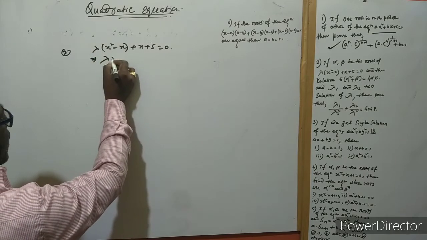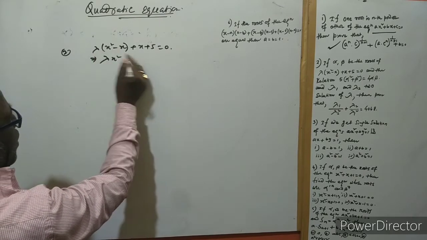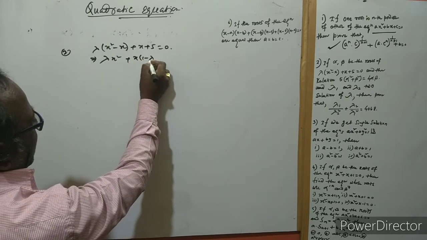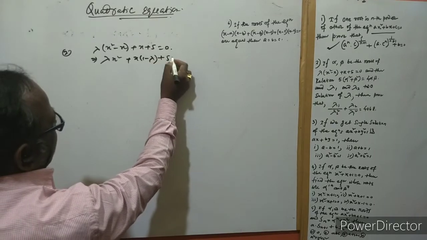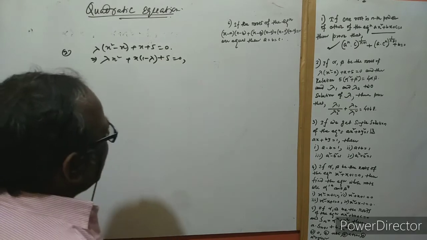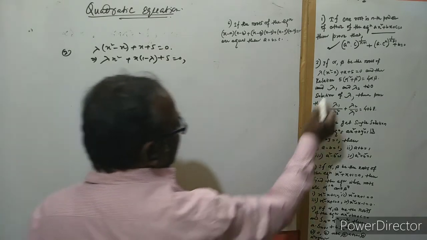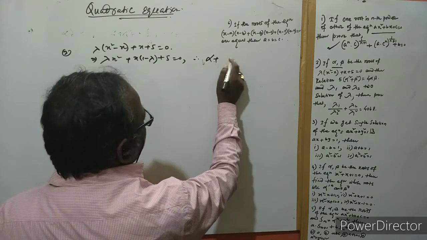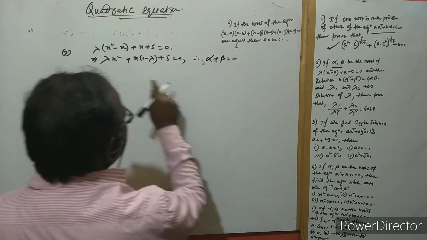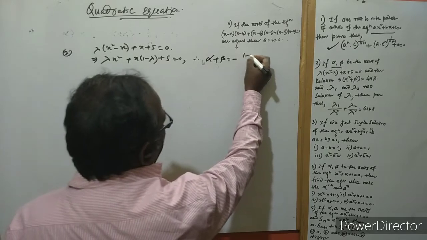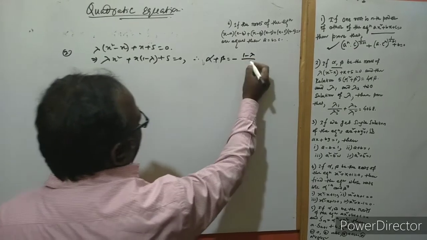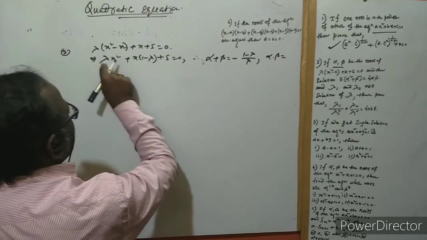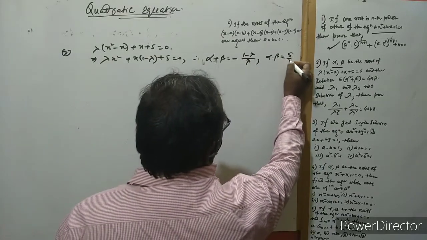So lambda into x square, and now take a common x between the minus lambda x and x. We get 1 minus lambda here, and plus 5 is equal to 0. Now see, the roots of this equation are given as alpha and beta, therefore we can write alpha plus beta is equal to minus b by a, that is minus (1 minus lambda) by a, where a is lambda. And also alpha into beta is equal to c by a, that is 5 by lambda.